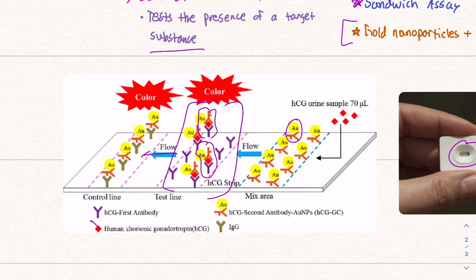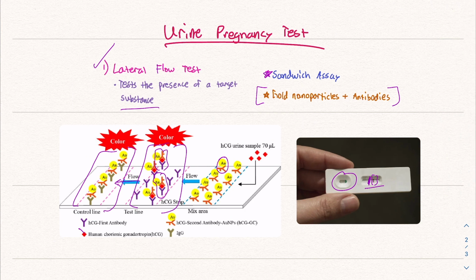And regardless of whether or not HCG is present, this section will turn red as a control. So when you have two red strips, that means HCG is present, and there's a very high likelihood you're pregnant. I don't have time to get into all the specifics, but that's the general idea. Oftentimes, a blood test is done to confirm, and then that will pretty much confirm that you are pregnant.